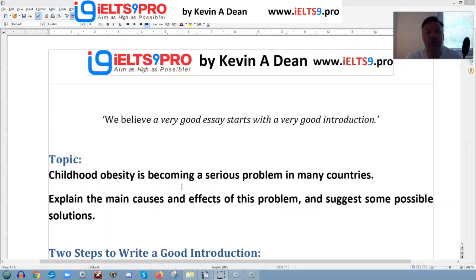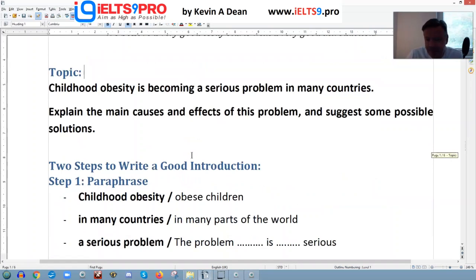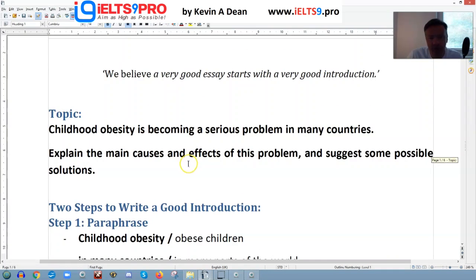So this is introduction number 59. Not too bad, quite a lot. So we've got a two-part question: causes and effects and solution. Childhood obesity is becoming a serious problem in many countries. Explain the main causes and effects of this problem and suggest some possible solutions.